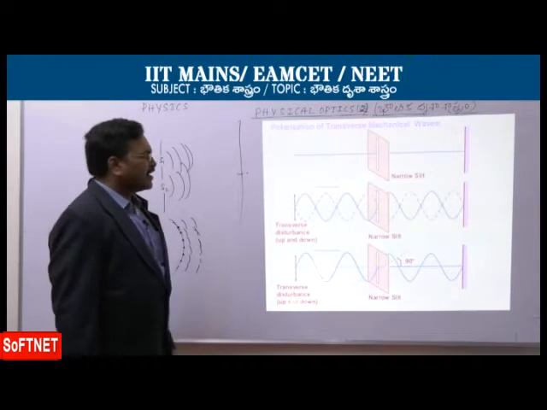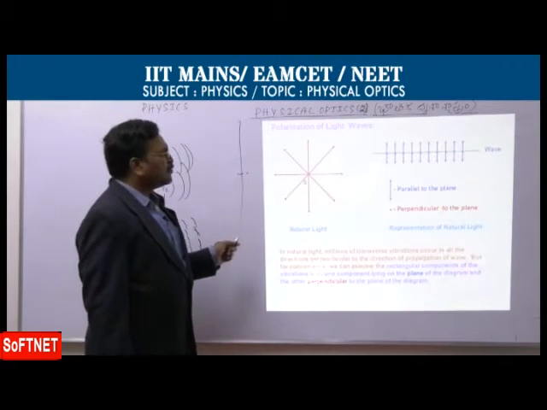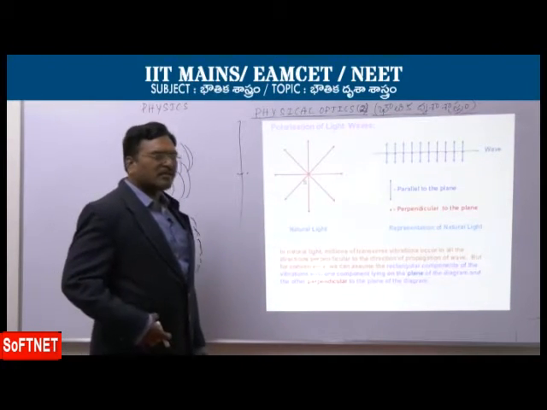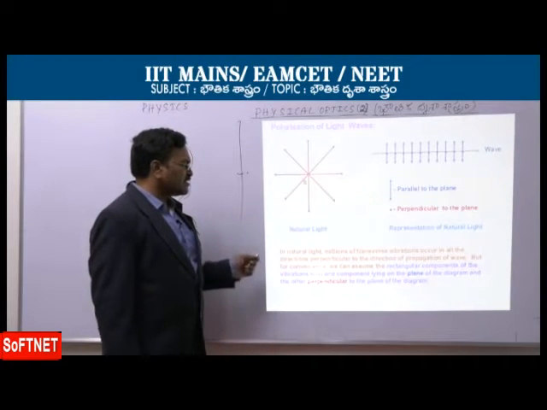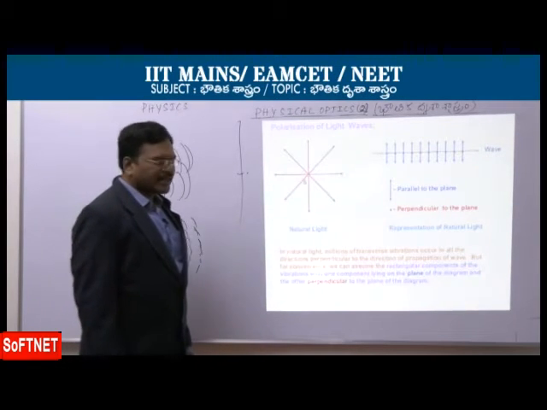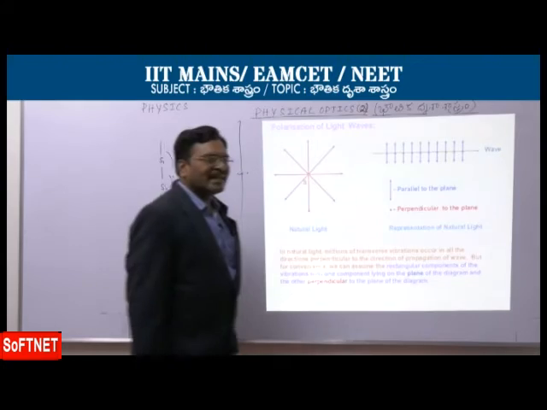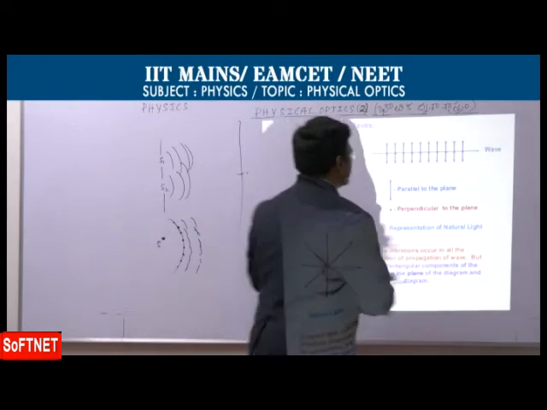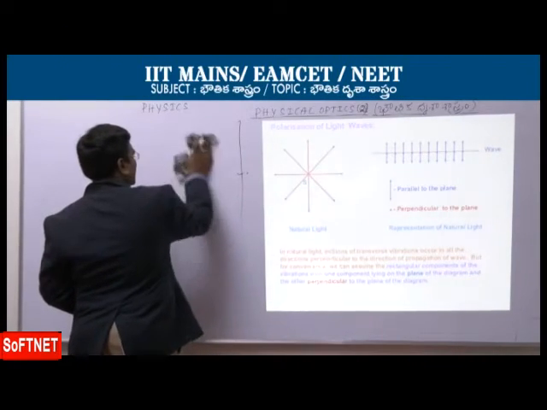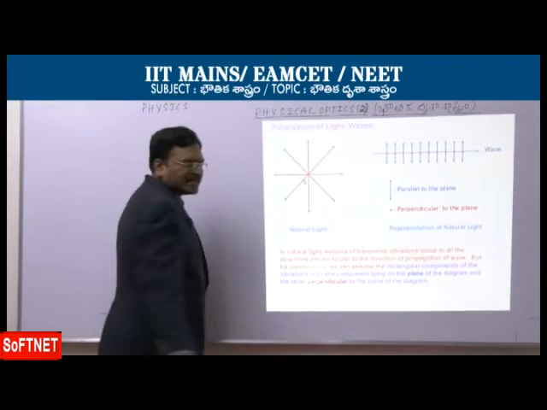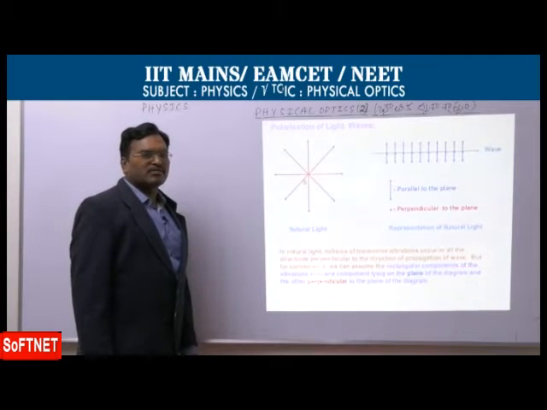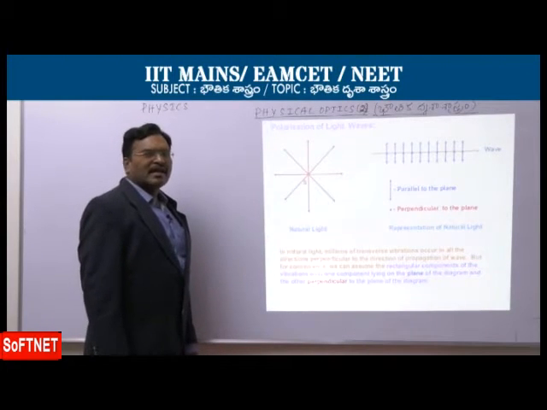Now, polarization of light waves. What is polarization? What is unpolarized light? Natural light is unpolarized light. In general, light rays are electromagnetic waves. In an electromagnetic wave, the electric field vector vibrates and the magnetic field vector vibrates, but the significance of the electric field vector is that its variations are more. That is why the electric field vector is called what? A light vector.